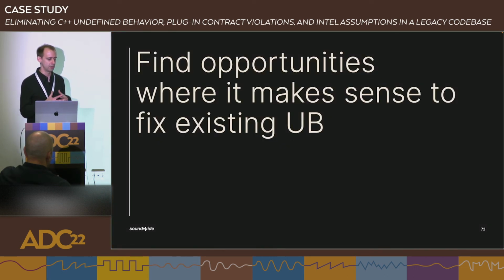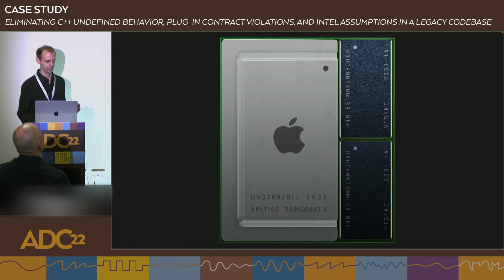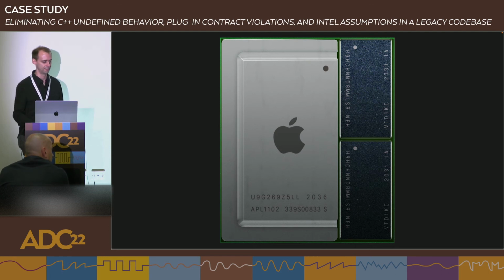Then once you do stop, you do have to look for opportunities where it makes sense to attack undefined behavior that you already have. By making sense, I mean actually making business sense, like it being more valuable to do than the time it takes, right? So maybe you have a really bad area that's always causing problems, or you're planning to upgrade your compilers, or somebody releases a new chip that you have to support. These are strong reasons why you should really attack existing undefined behavior.